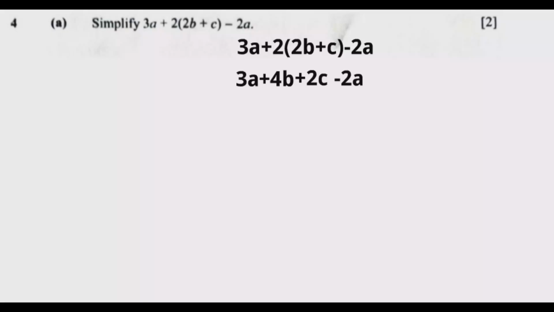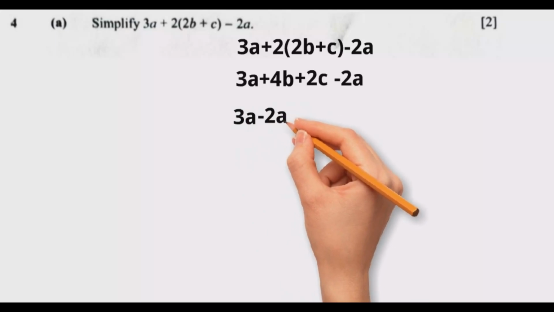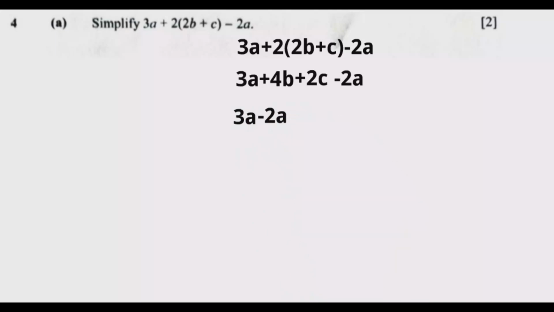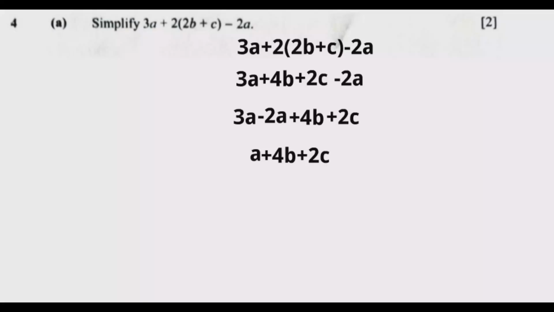Now once I've done that, the next thing I'm going to do is put like terms together. So 3a minus 2a, because 3a and 2a are like terms, because the variable is the same. So 3a minus 2a, then plus 4b plus 2c. So 3a minus 2a will give us a, then plus b plus 2c, and that is the answer. Now that way I've simplified that expression.